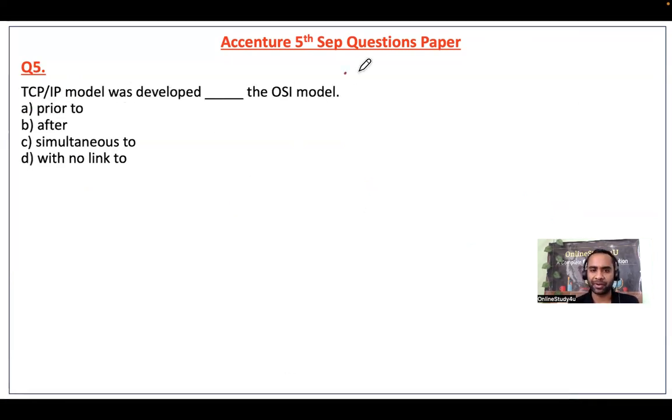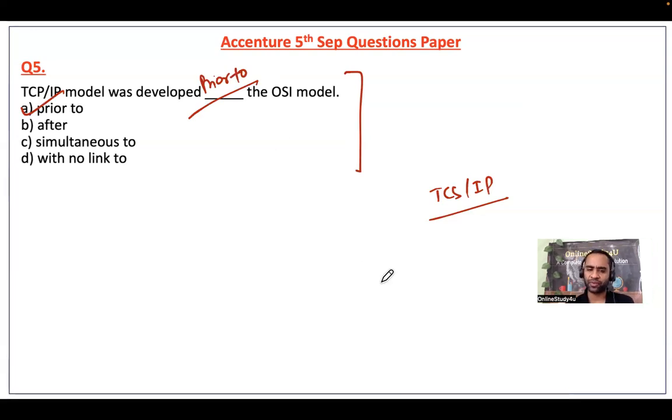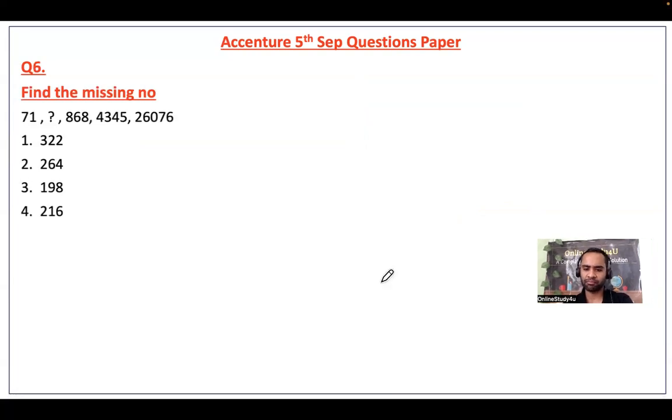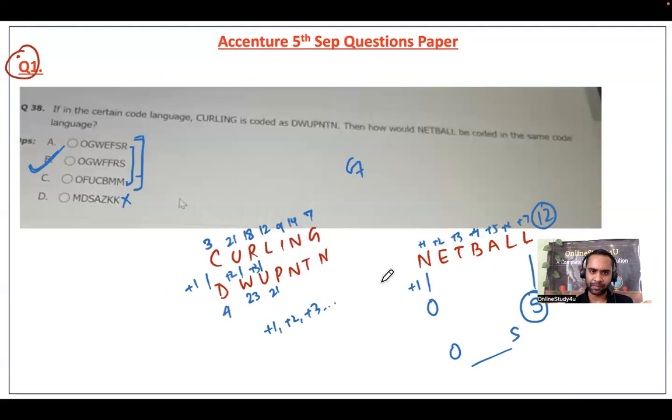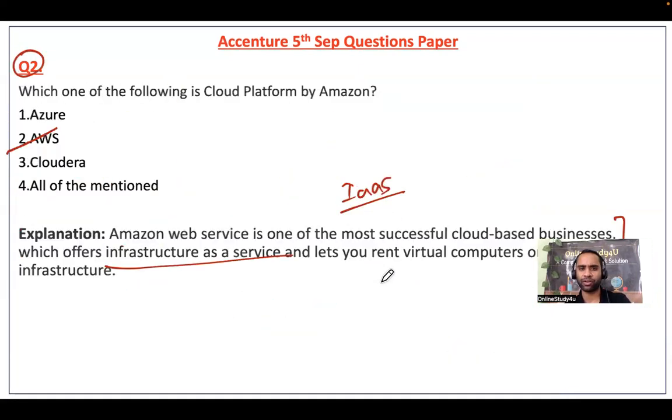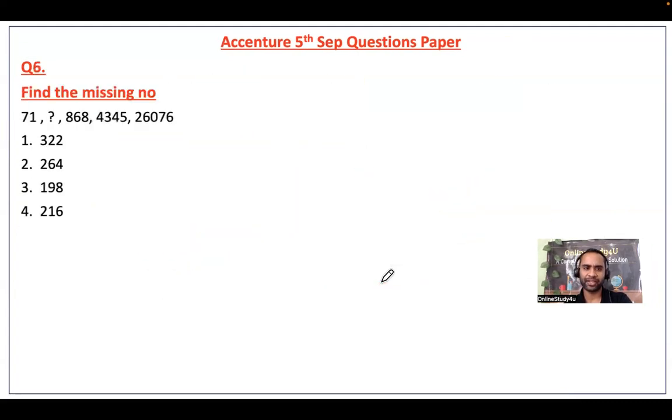TCP/IP model was developed dash the OSI model. So friends, TCP/IP model was the first existing model, right? And it was developed prior to the OSI model. There were many questions asked from the OSI model. If you check the 5th of September question paper which we have done, there are many questions which were asked. We have covered all of this 5th of September question paper, which will be there in the video.